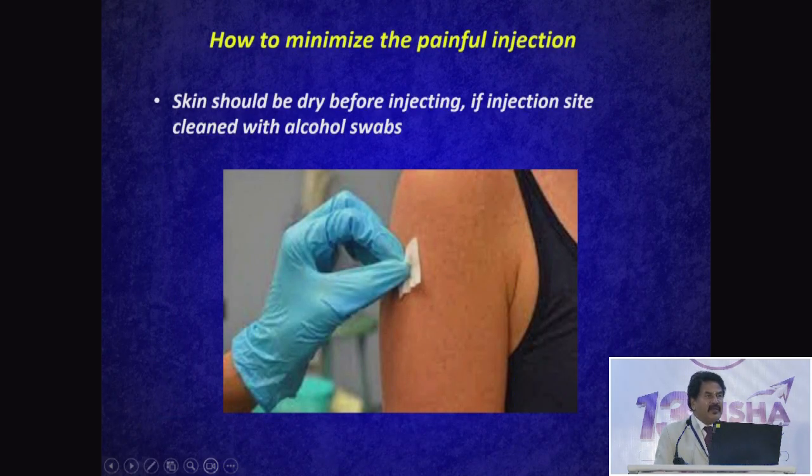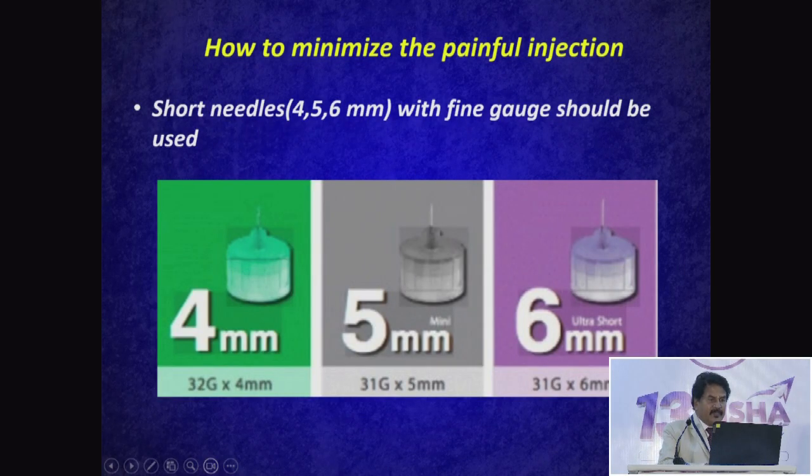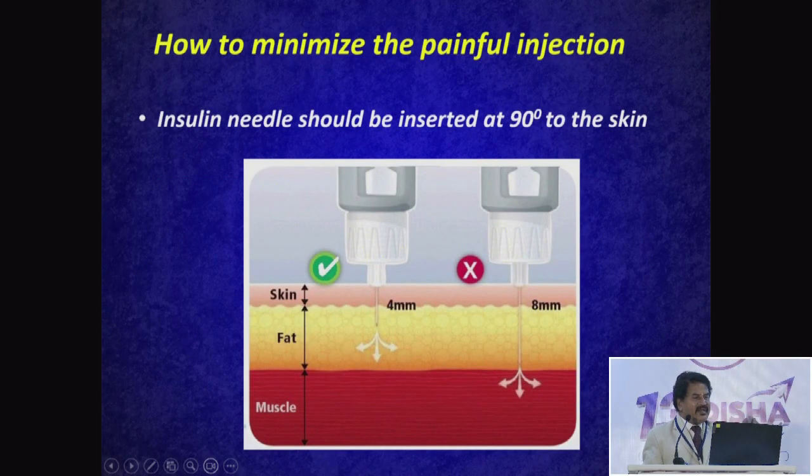Skin should be dry before injecting if it is cleaned with an alcohol swab. Injecting into root hair should be avoided. Nowadays we have 4 mm, 5 mm and 6 mm needles. For pen users, a 4 mm, 32 gauge needle is wonderful, absolutely painless. For syringes, nowadays it is 6 mm, which is also very useful and painless. They can directly enter the subcutaneous tissue without the risk of intramuscular injection. Also, the insulin needle should be inserted at 90 degrees to the skin.